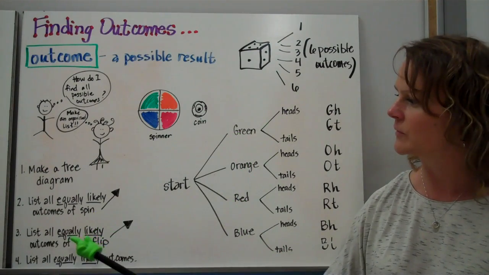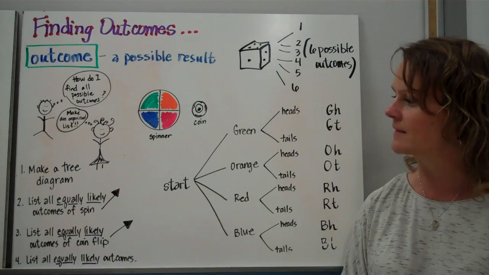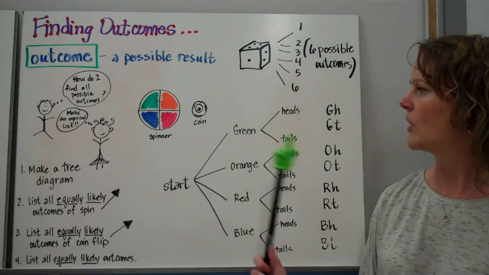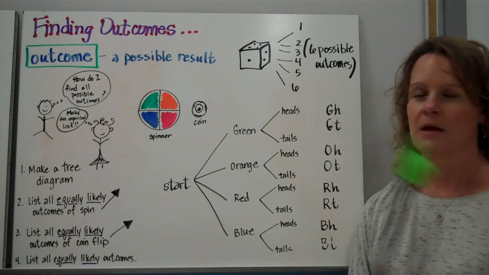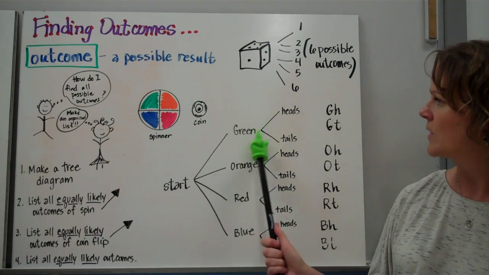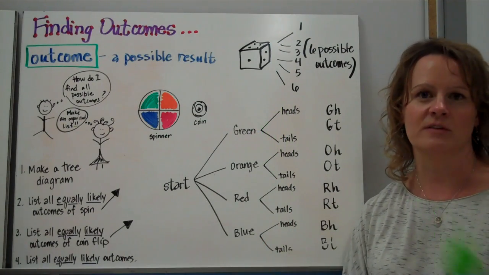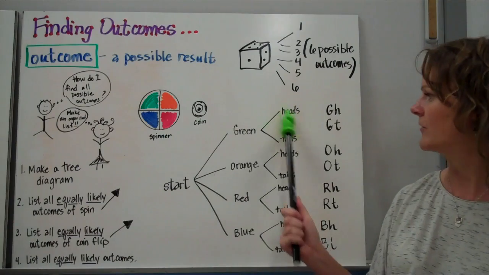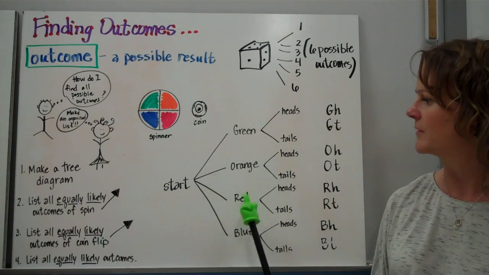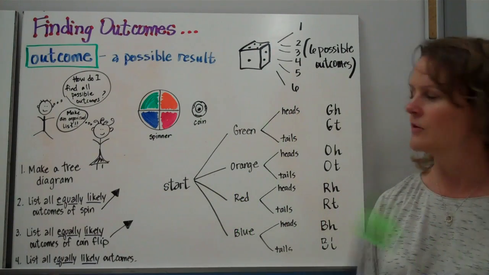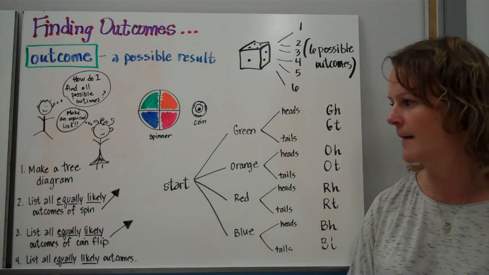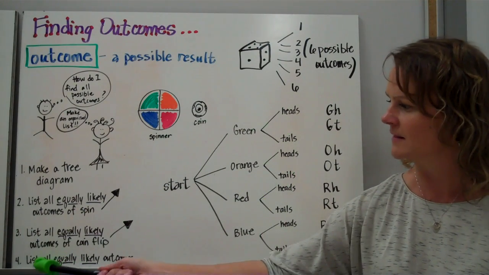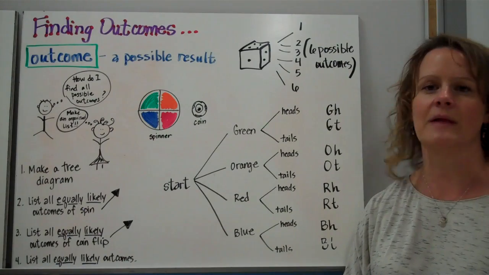The next thing we'll do is list all equally likely outcomes of a coin flip. So maybe I initially spun a green, but then I still have 2 equally likely outcomes that would result from flipping a coin, heads or tails. And the same thing is going to happen for each of the colors on the spinner. So as I do that now, you can see that I have really branched out on my tree diagram. I'm going to use that to make a list down here of all equally likely outcomes.